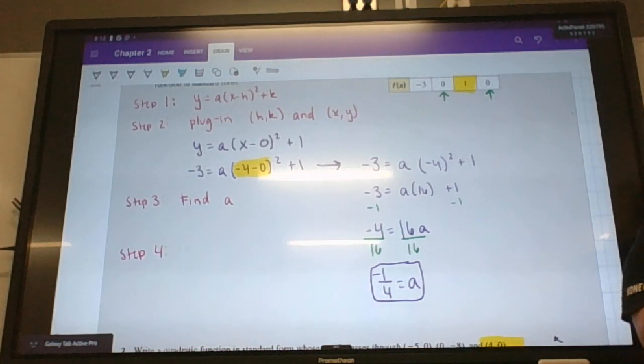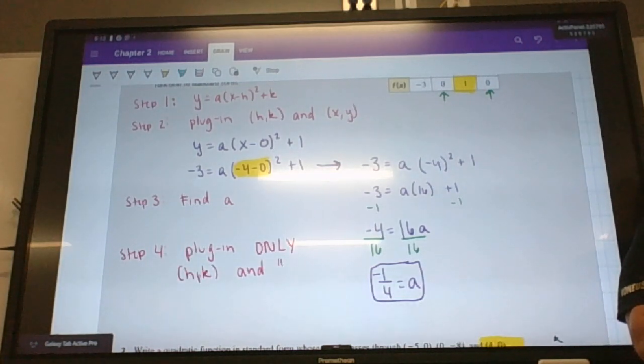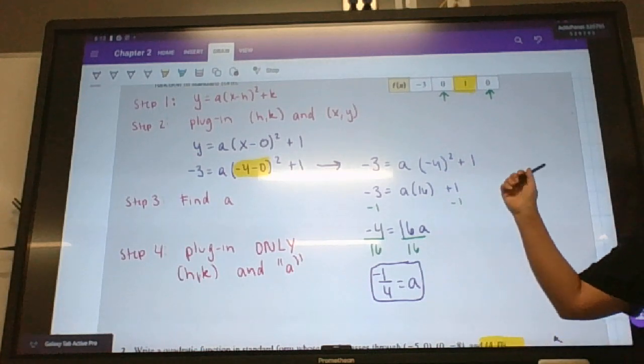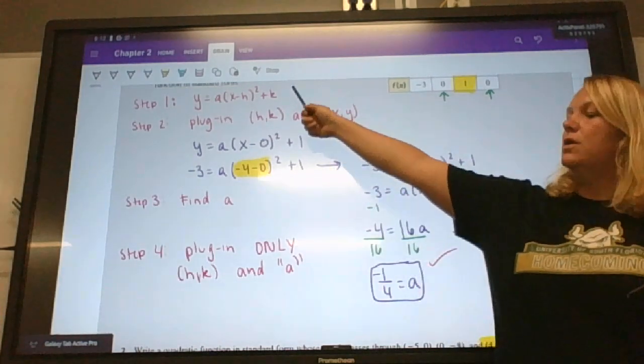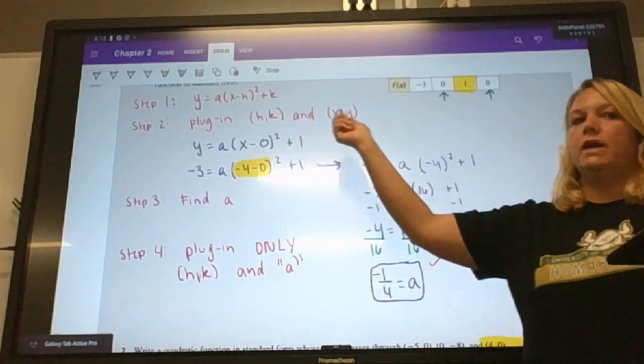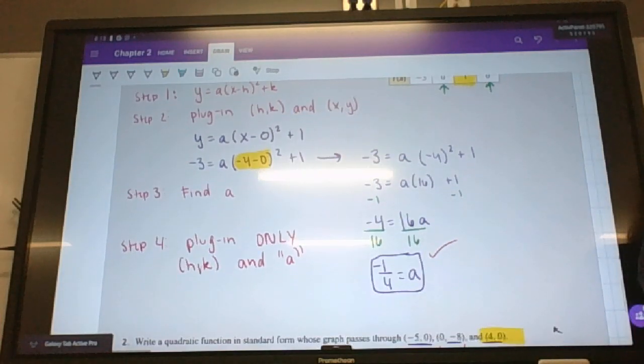Step 4. Plug in only H, K and the A value you just found. Steps 1 through 3 is just figuring out what's our A. Boom, did it, found A, great. We're going to go back to this form, and this time we're only going to do the H, K and the new A value. So it's negative 1/4 times x minus 0 squared plus 1.